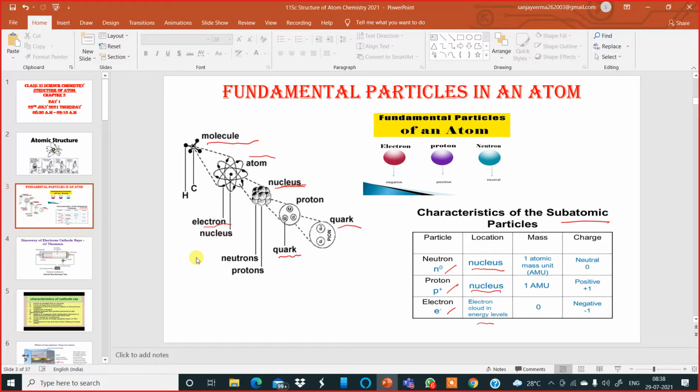The masses. The mass of a neutron is 1 atomic mass unit. Proton is 1 amu again. Electron, it is negligible. Charges: 0 charge, neutral, for the neutron. Plus 1 is proton and minus 1 is electron. So this is how to begin with the chapter.